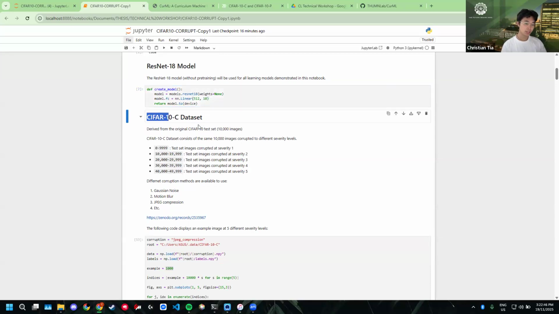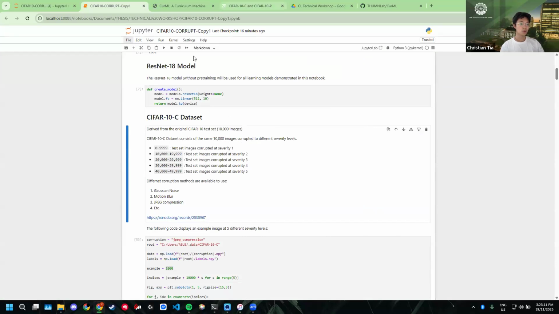And this is not the regular CIFAR 10 dataset. Instead, we are using the CIFAR 10 corrupted or C dataset, and this is derived from the original CIFAR-10 test set of 10,000 images. So the CIFAR-10-C dataset, which you can install using this link. I also have it here in the notebook for you to download if you would like later on.